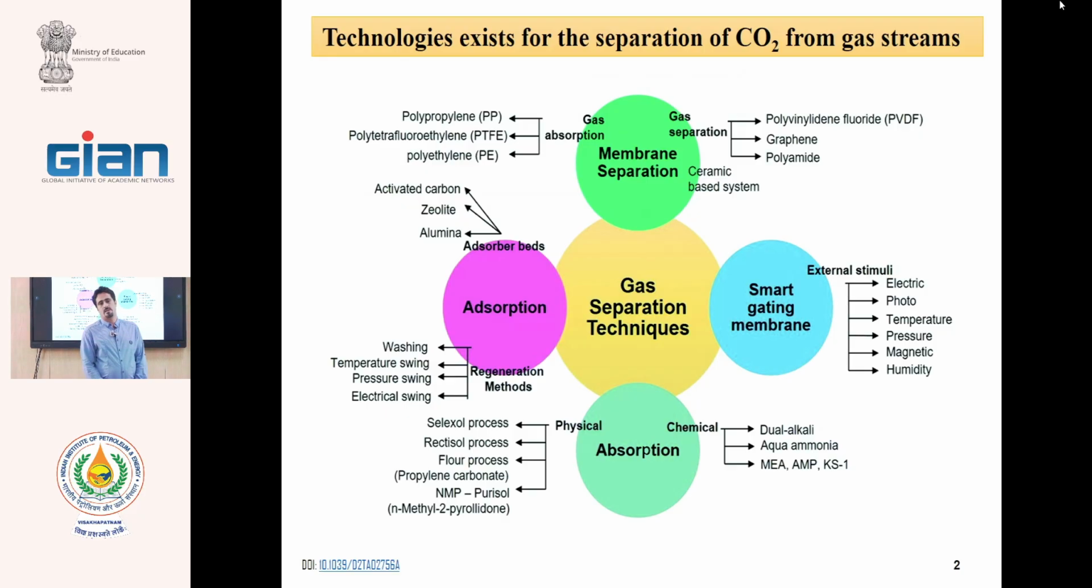Today, carbon dioxide capture and separation is very important because the increase of carbon dioxide concentration causes climate change and an increase in the world temperature. Therefore, there are many methods, such as absorption and adsorption with different materials and different chemicals. But one of the very good processes is the membrane process.